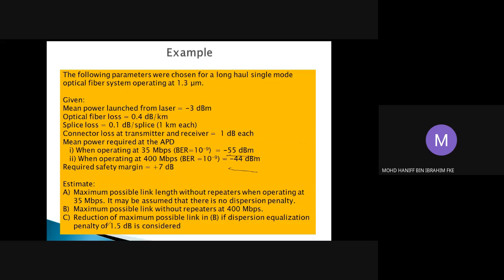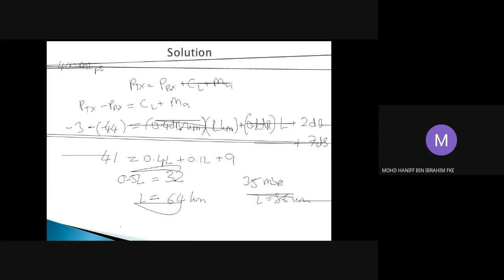And number 3: reduction of maximum possible link in B if dispersion equalization penalty of 1.5 dB is considered. This is the third question. For this particular case, we are using the same answer, but I add a DL now. Instead of just MA, I have the inclusion of the DL, or your dispersion loss, given that the dispersion loss is 1.5 dB.